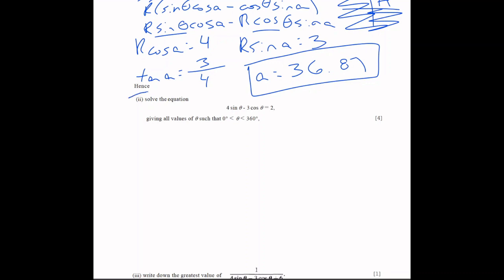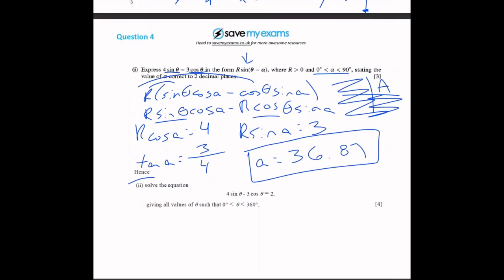So now I have, hence, solve this equation for 4 sine theta minus 3 cosine theta equals 2, where theta is between all of those values. So before I do this, I need to know what my hence is. My hence means this r sine theta minus alpha. But I don't have r right now. It's unfortunate they didn't give me the marks for r. I might get 1 in this question, maybe. I didn't really look at the mark scheme too much. But we have to do it now.